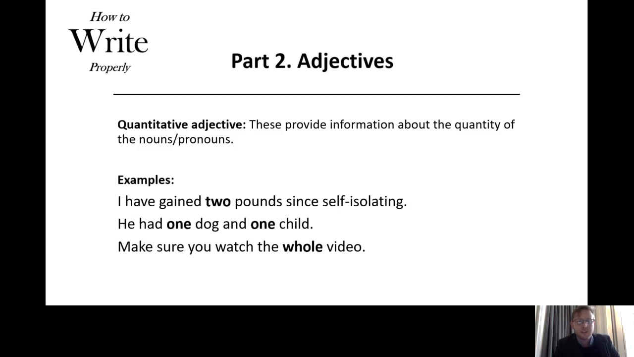He had 1 dog and 1 child. This sentence has got 2 subjects, and we'll get onto that in future weeks. But both of those subjects, we're told about the quantity of them through an adjective. So 1 dog and 1 child. You can also, less obvious example, make sure you watch the whole video. So the video is the subject, and my invitation to partake in the entirety of it is conveyed through an adjective.